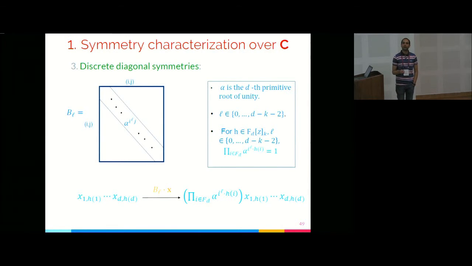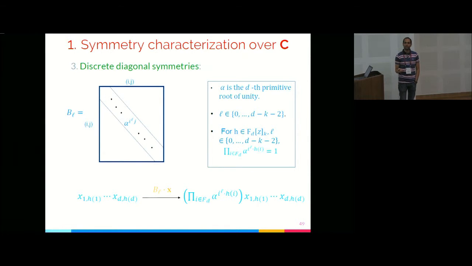So what we do, we pick alpha, which is a dth primitive root of unity, and we pick L from this range 0 to d minus k minus 2. And then I define my matrix like this, where the ijth diagonal entry is alpha power I power L times j. Okay, now let's again see if this is a symmetry of this polynomial.